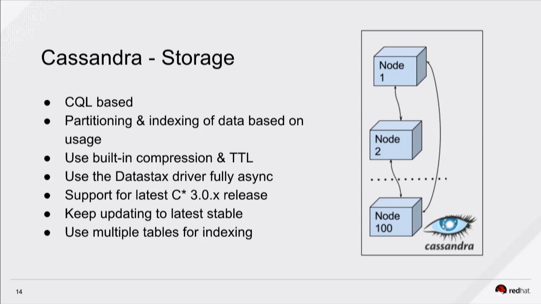We use the partitioning and indexing in Cassandra based on how the data is used. So the time is important, the metric name is important, and a few other things. And as I said, we use the built-in compression. The metric data is very, how do you say that? It's very boring, right? So you apply compression to that, and all of a sudden you can store millions of data points in just 1 gigabyte of data. And we also use the TTL from Cassandra. We don't go and purge the data ourselves. We let Cassandra manage that. We use the DataStax driver, fully async.